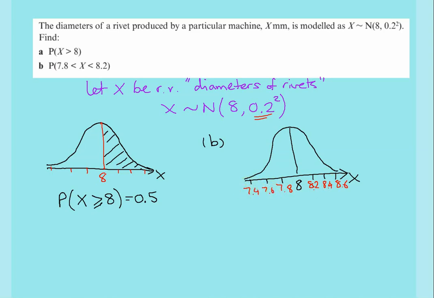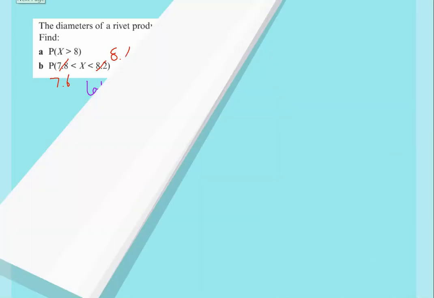So they're saying, what is the probability of the diameter of a rivet being between 7.8 and 8.2? Well, that is there. So if you remember what I just told you, let me write this on. It's 0.68. 68% of the data falls between there. If they had changed this to 7.6 and 8.4, then we'd be looking at plus or minus 2 standard deviations, and that'd be 95%, so 0.95. I think that's pretty much it, yes.